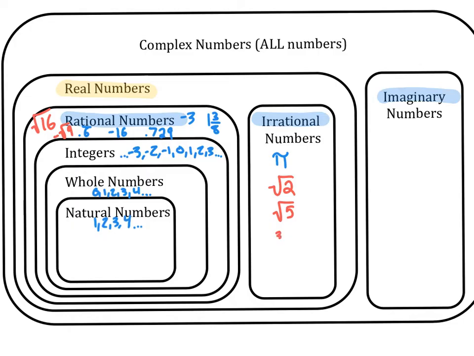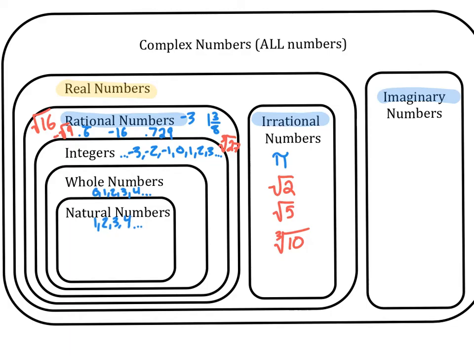When you take a root of a number that isn't a perfect nth power, so a square root of something that's not a perfect square, or a cube root of something that's not a perfect cube, we call that number irrational. When you take a square root or a cube root or any root of a number that is a perfect whatever power we're talking about, such as the cube root of 27, that comes out as rational.